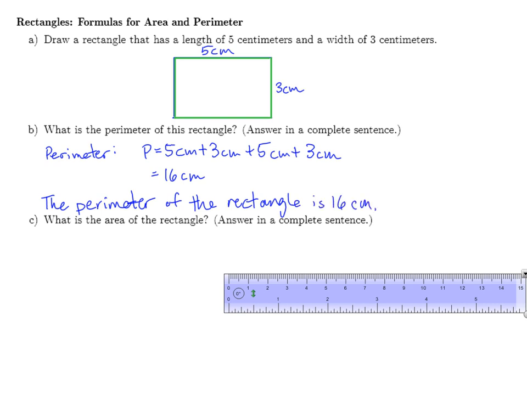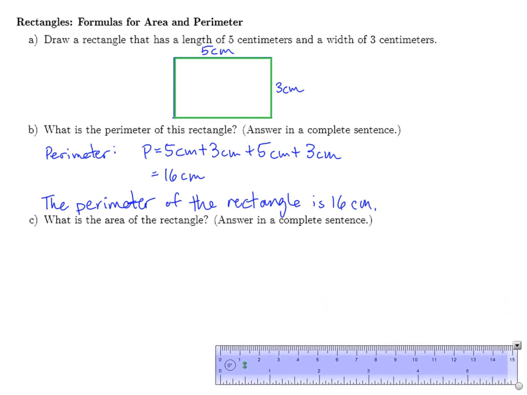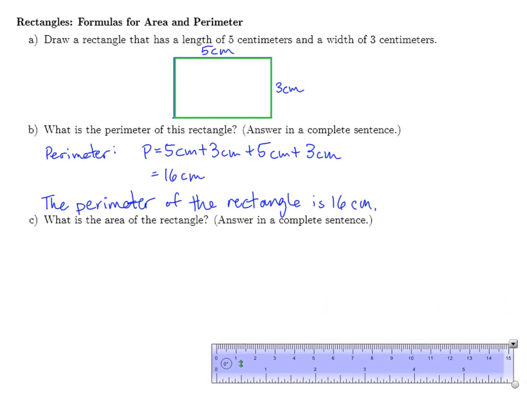And the units are really important here. Notice that I have 16 centimeters. That's a one-dimensional length measurement. Coming to our area, this is going to be a two-dimensional measurement. So I'm looking at how much space is in here.